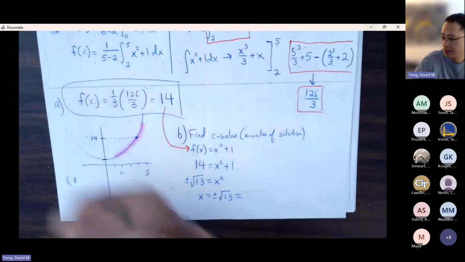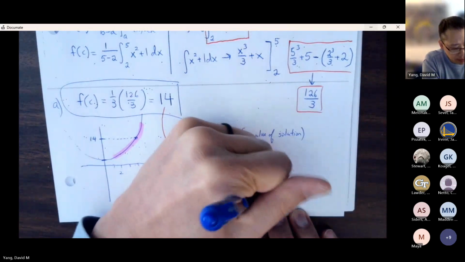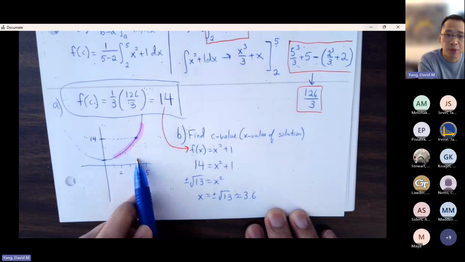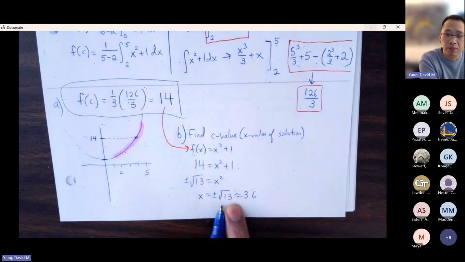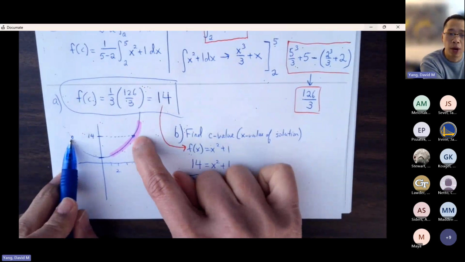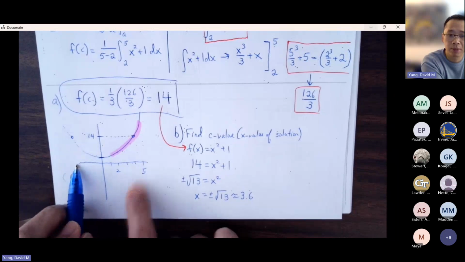Now, square root of 13, just for reference purposes, ends up being around 3.6. So around 3.6, again, my graph is not to scale here, is where that graph is going to hit 14. Now, the reason that we get plus or minus root 13 is because this is a parabola. So the parabola is also going to hit a y value of 14 on the other side of the y-axis. So it's going to be plus or minus 3.6.